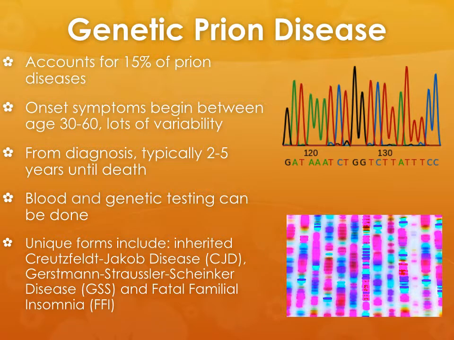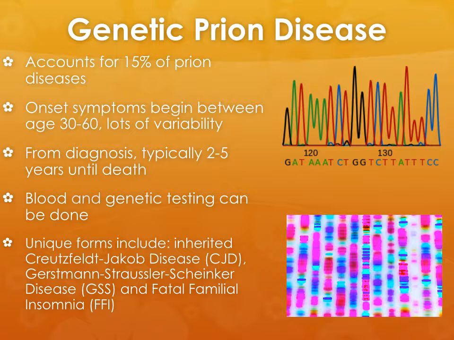Next, we will focus on genetic prion diseases. Accounting for around 15% of all prion disease, these forms are significantly less common than sporadic cases and include variants such as inherited Creutzfeldt-Jakob's disease, Gerstmann-Sträussler-Scheinker disease, or GSS, and fatal familial insomnia, FFI. Collectively, the average age of symptom onset is between 30 and 60, and patients often have an average lifespan of 2 to 5 years from diagnosis.